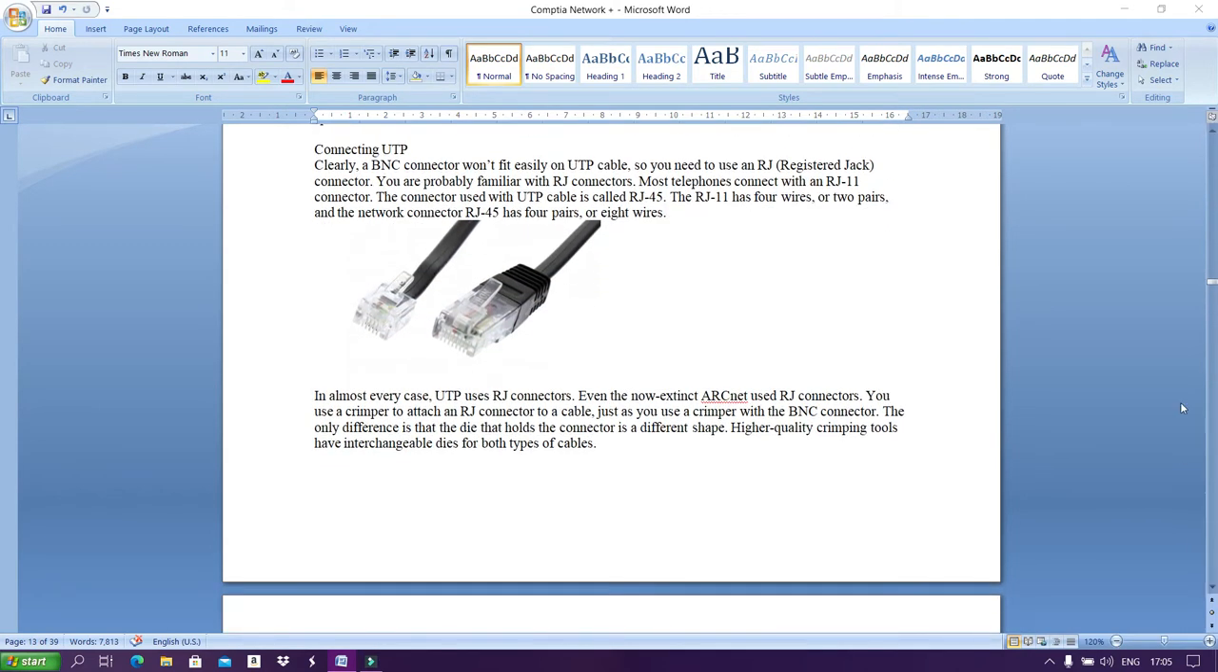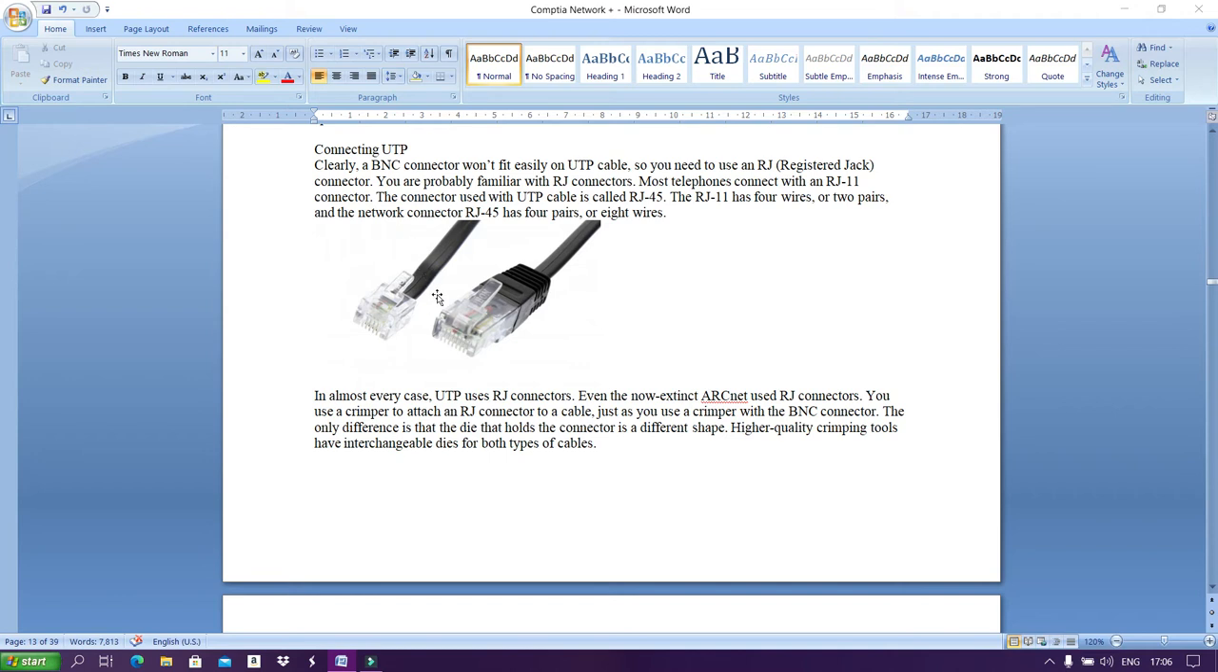Connecting UTP. Clearly, a BNC connector won't fit easily on UTP cables, so you need to use a registered jack connector. You are probably familiar with RJ connectors. Most telephones connect with an RJ11 connector. The connector used with UTP cable is called RJ45. RJ11 has 4 wires or 2 pairs, and the network connector RJ45 has 4 pairs or 8 wires.